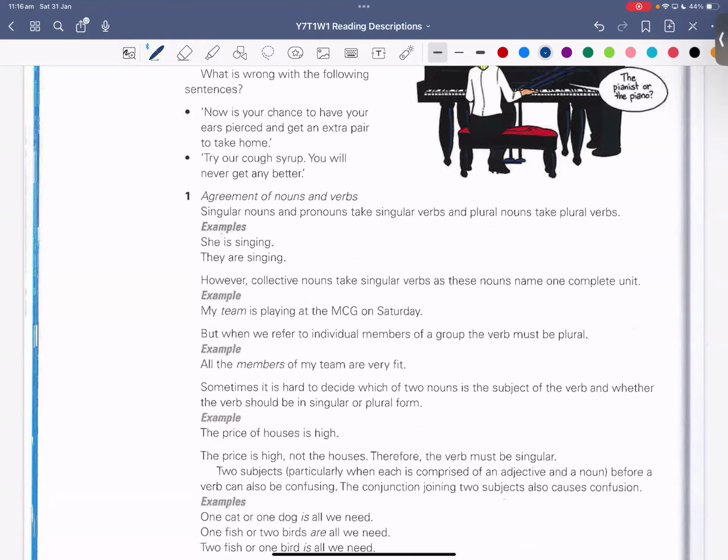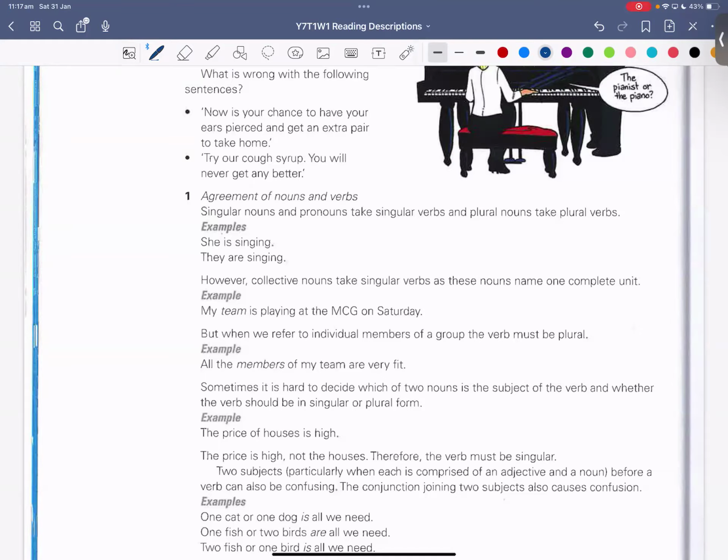Two subjects, particularly when each is comprised of an adjective and noun, can make the verb confusing. The conjunction joining two subjects also causes confusion. Example: one cat or one dog is all we need. One fish or two birds is all we need. Two fish or one bird is all we need. The conjunction between two subjects means the verb has to be plural. Example: one fish and one bird are all we need.